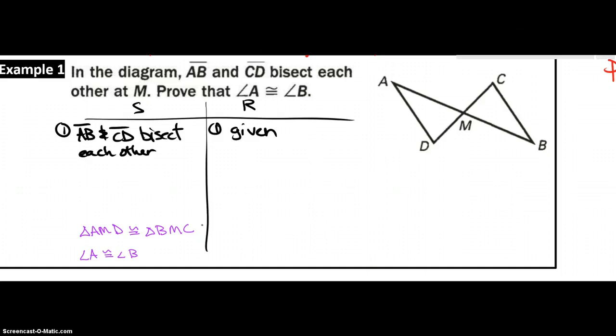Okay, so now let's use the givens to mark the figure with anything that we know. AB and CD bisect each other. What does bisect mean? Cut in half. So they cut each other in half. That means that AB cuts CD in half. So CM and DM are going to be congruent. And CD also bisects or cuts in half AB. So that means that AM is congruent to BM.